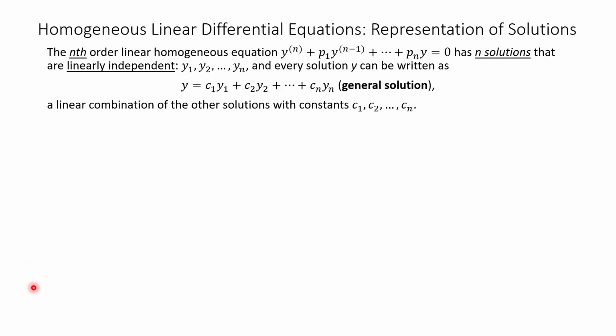Okay, so now let's talk about our homogeneous linear differential equations and the representation of solutions. So the nth order linear homogeneous equation looks like this. Notice the difference is just that this is in standard form already and it equals 0. So it's homogeneous because it equals 0. And it has n solutions. These n solutions are linearly independent. And so we're writing those solutions as y1, y2, and so on, all the way to y sub n.